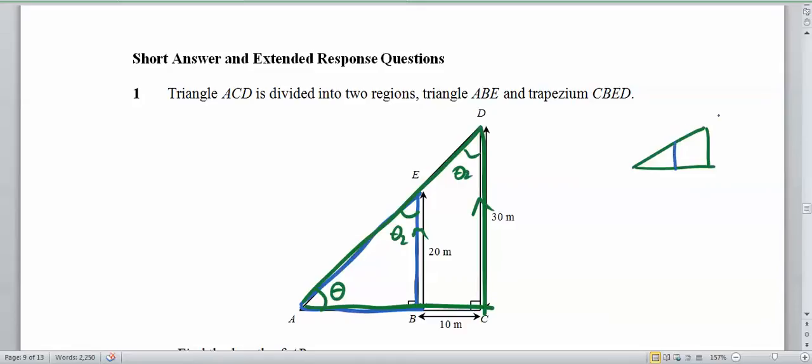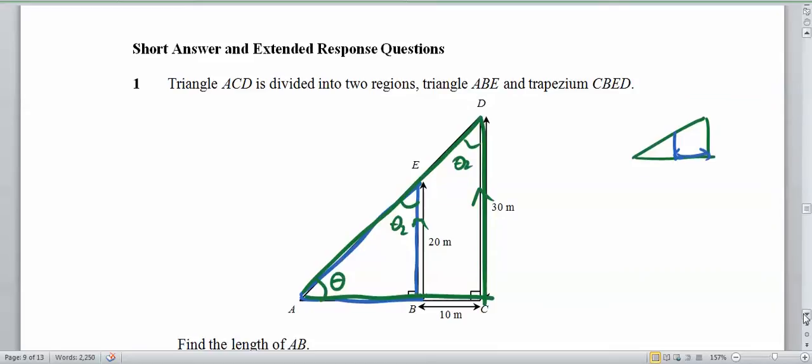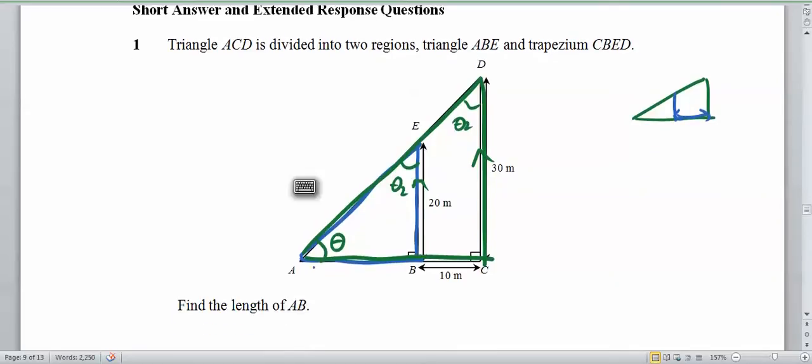Now, a lot of you used this length here and stuff like that. That is not going to help you too much. We're comparing the bigger triangle with the smaller triangle. What's the easiest way to do that via similarity? What are we trying to find? We're trying to find the length AB.